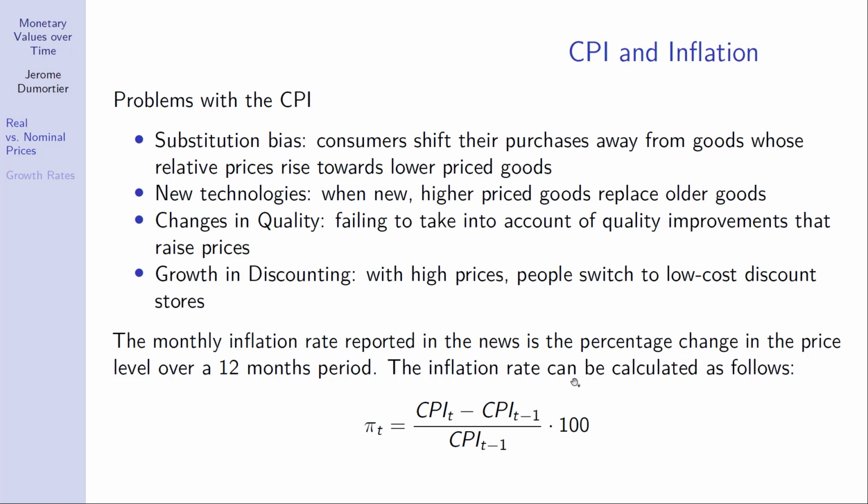Now, the CPI, and I mentioned this before, is used to calculate inflation. Usually, the monthly inflation rate that is reported in the news is the percentage change in the consumer price index over the last 12 month period. So it is not the monthly price change, but it is the price change, the inflation over 1 year.